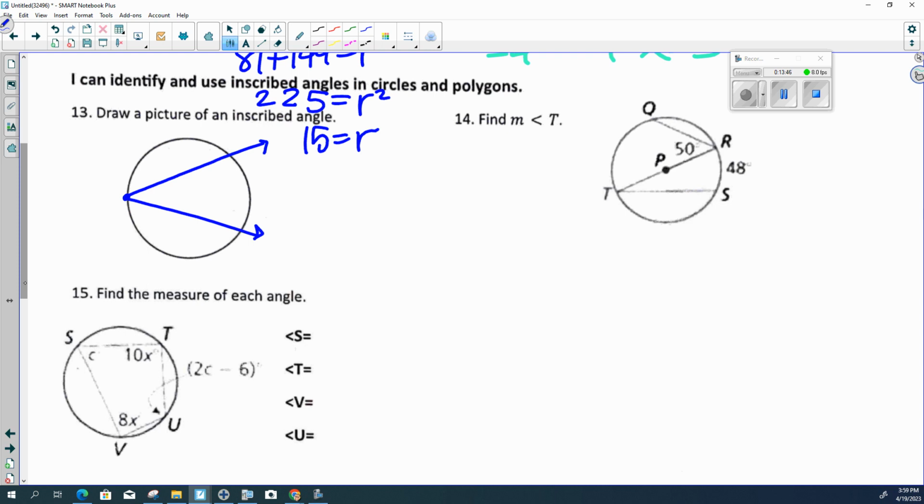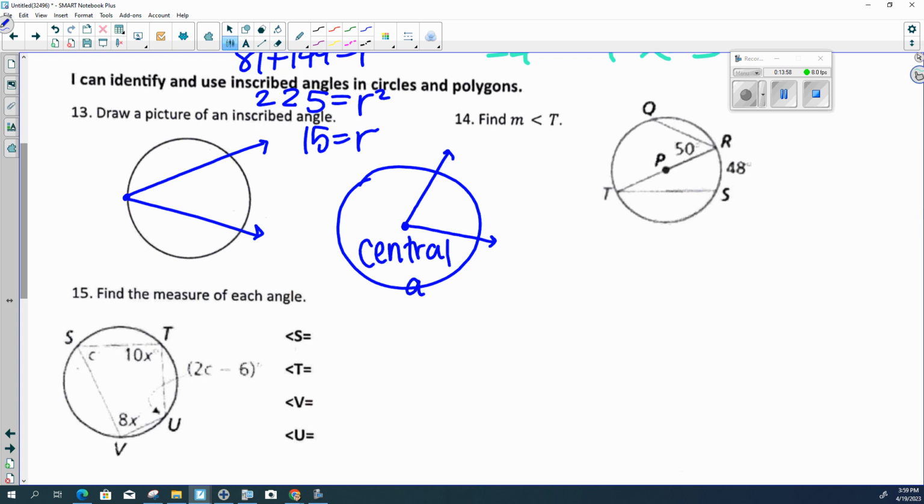Now, I don't know if your test will ask for central angle. That's inscribed. A central angle, the vertex lies on the center. So sometimes on the review it'll ask for one, but on the test it will ask for another one.